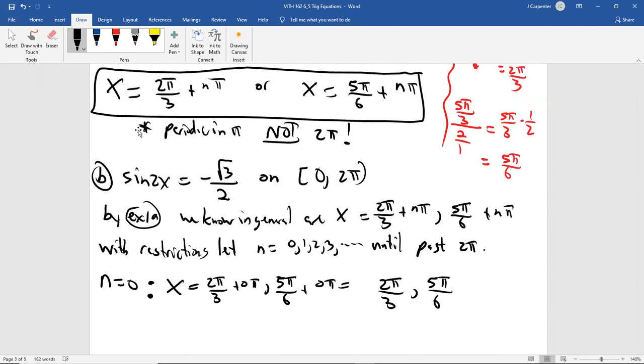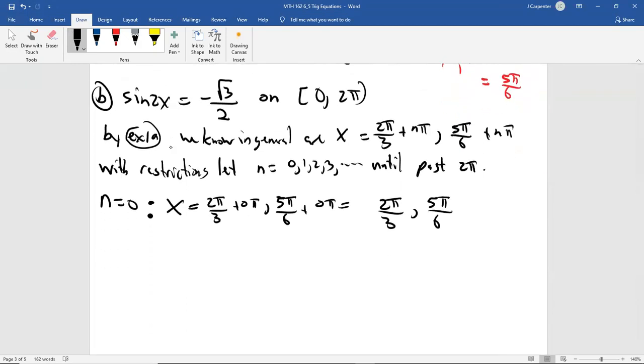Now let's try plugging in n equals 1. So now those n's over here are just becoming 1s. We're just running through all possible cases. That's all we're doing. So x equals 2 pi over 3 plus 1 pi, and 5 pi over 6 plus 1 pi.